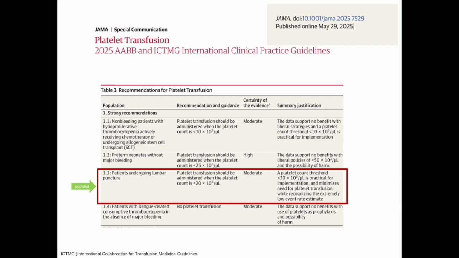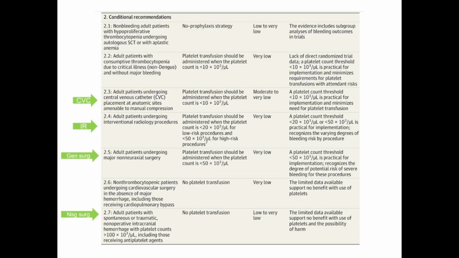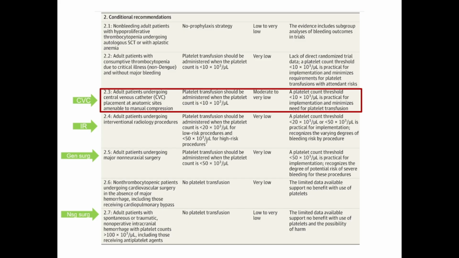The other thresholds are a little bit out of the scope for this talk, but we can touch upon them when you have questions. Other important things relevant to anesthesia and the OR: in patients with central venous catheter placement that are amenable to compression, the platelet count should be greater than 10. In adults undergoing interventional radiology procedures, the platelet count should be greater than 20 if it's a low-risk procedure and greater than 50 if it's a high-risk procedure.